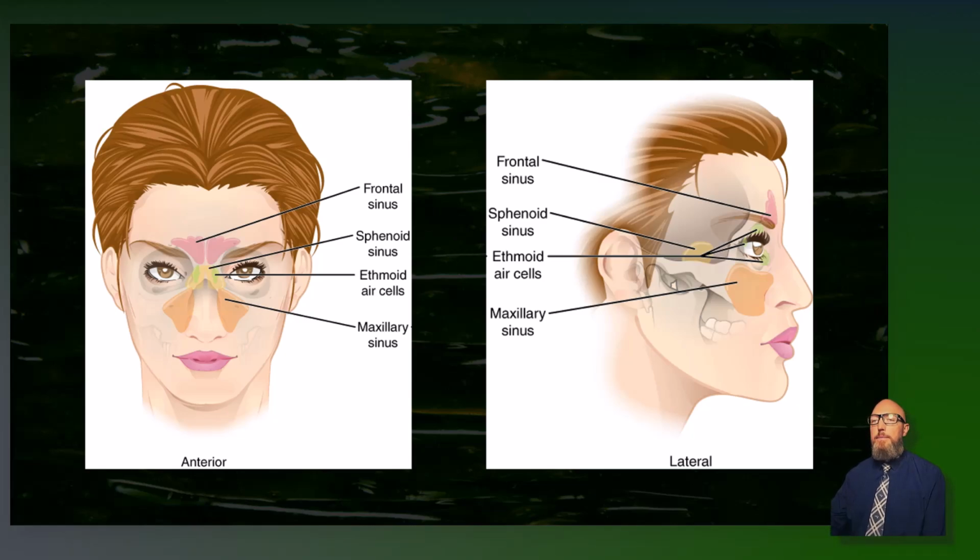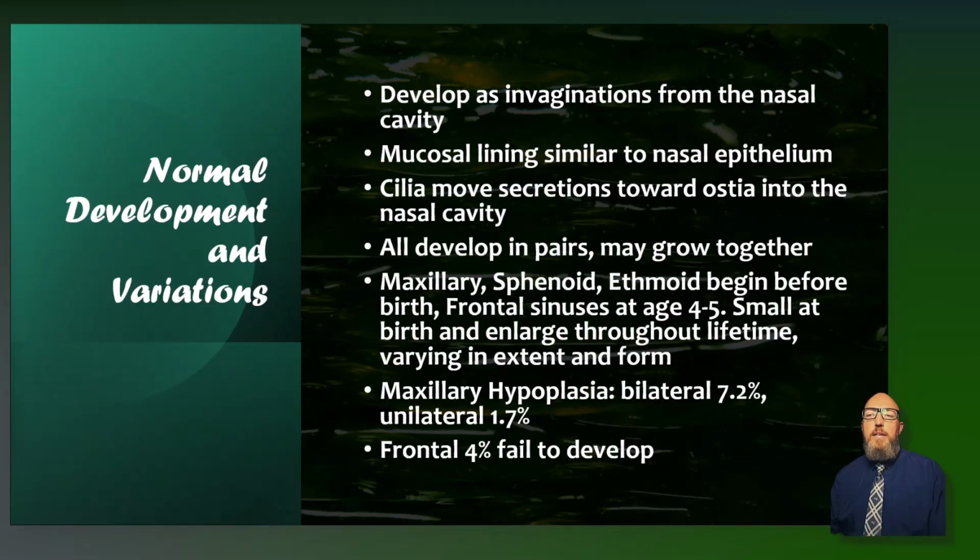The sinus develops as invaginations from the nasal cavity with a mucosal lining similar to nasal epithelium and cilia that move secretions toward the ostia and out into the nasal cavity. They develop in pairs and may occasionally grow together. The maxillary, sphenoid, and ethmoid sinuses begin before birth, the frontal sinuses at age 4 to 5. All are small at birth and enlarge throughout life, varying considerably in extent and form.